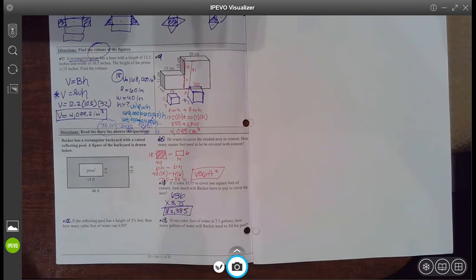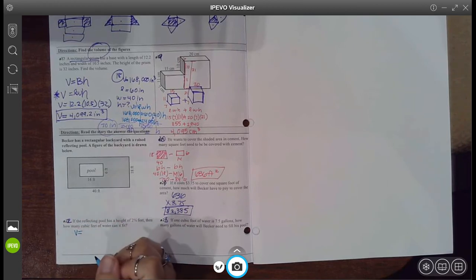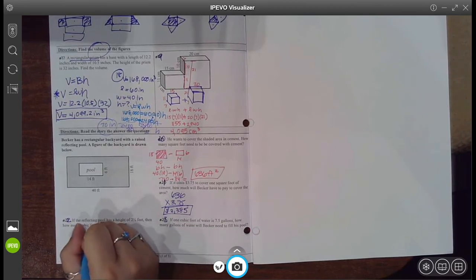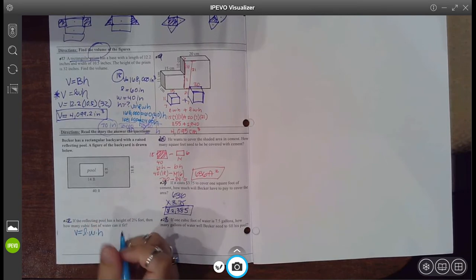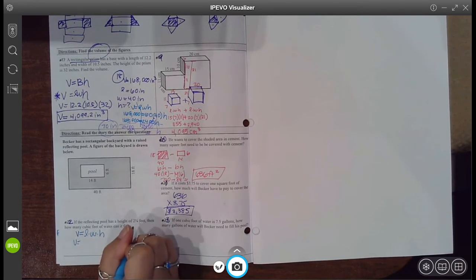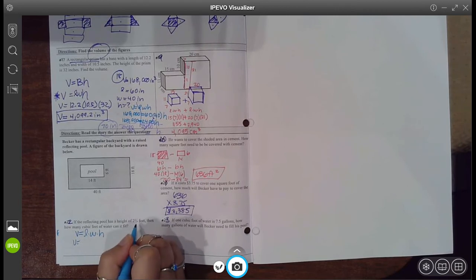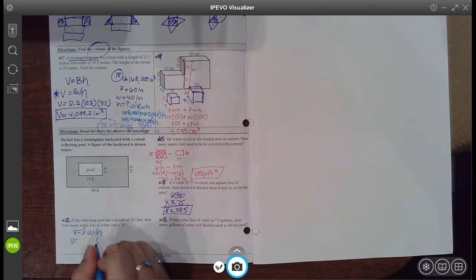Okay, our next one, if the reflecting pool has a height of 2 3/4 feet, then how many cubic feet of water can it fit? So we're trying to find the volume, and a pool is a rectangle, so length times width times height. It says it has a height of 2 3/4. So 3/4 is what as a decimal? We'll take the top divided by the bottom. 3 divided by 4 is 0.75.